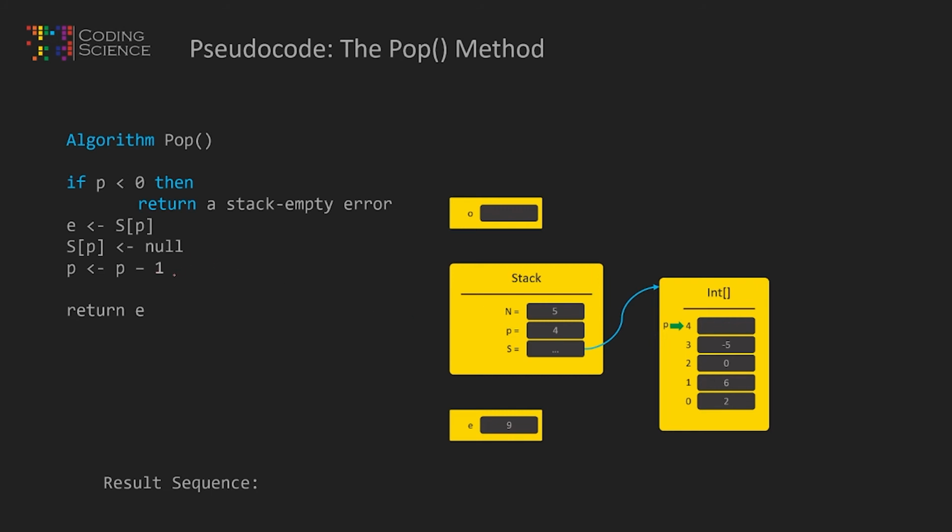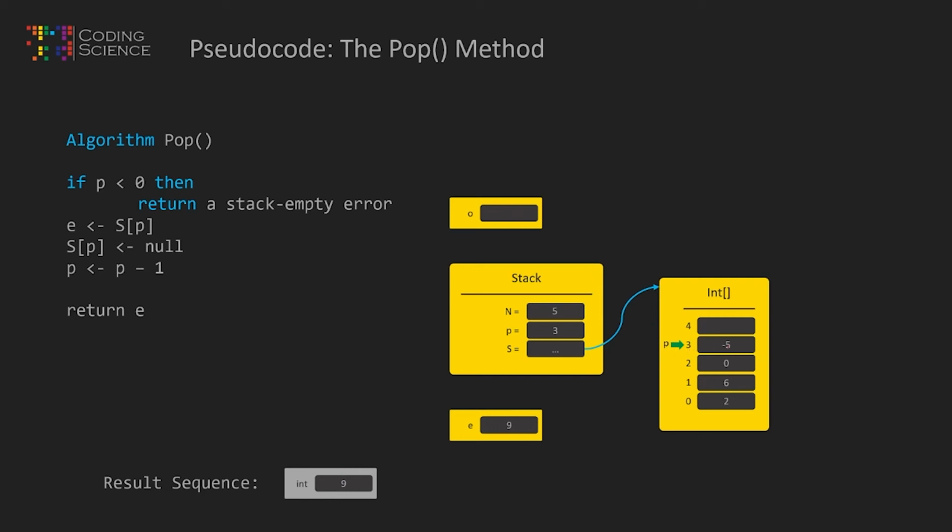Then the next step is going to update P. So we'll take P minus 1 and put that in P. So 4 minus 1 will become 3. And now we are finished. We will return E and get our first element of the sequence. There we go. Our first number in our sequence. And P has moved down to 3.